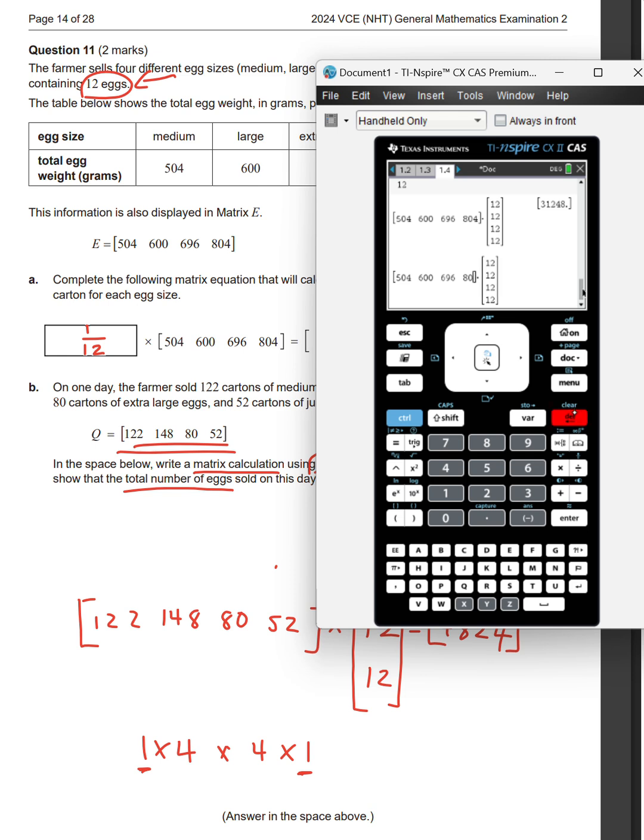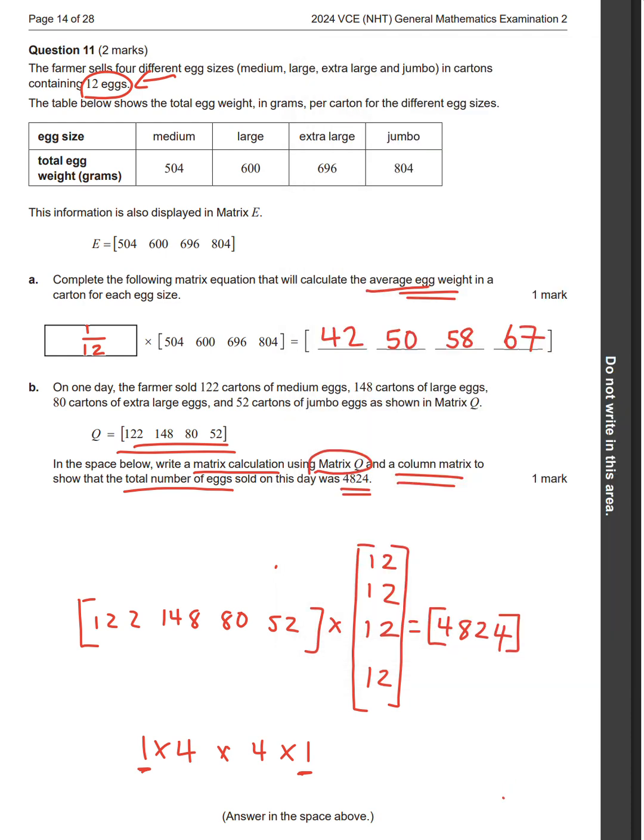So that's 52. That's 80. That's 148. And 122. And now we have the right answer. Okay. Good.